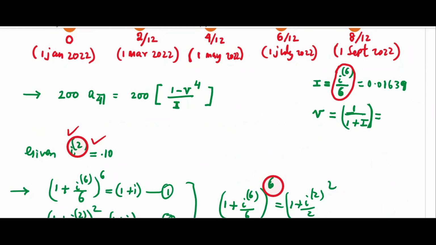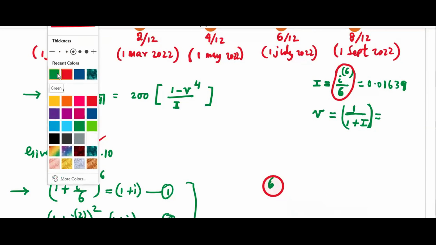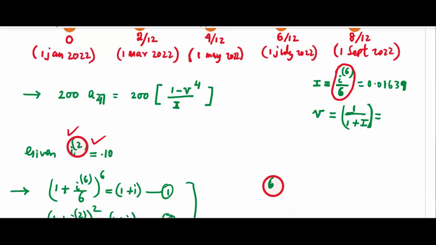What is v here? Tell me. Yes, 1 upon 1 plus i. Or you didn't calculate that way? Without finding v also, you can calculate. It will be 200, then 1 minus v, where v you can write as 1 upon 1 plus i. That will be 1 plus i inverse, minus 4, divided by i. This way also, you can directly write the value of i here and find the answer.